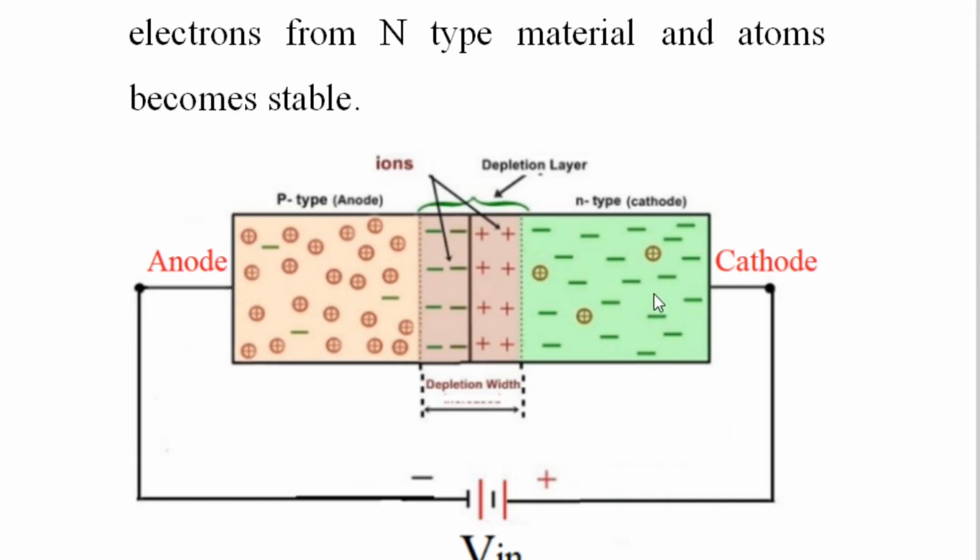And over here, the positive terminal of the battery is connected to the cathode in case of reverse bias condition. Therefore, the electrons, since n-type material has excess electrons, extra electrons.